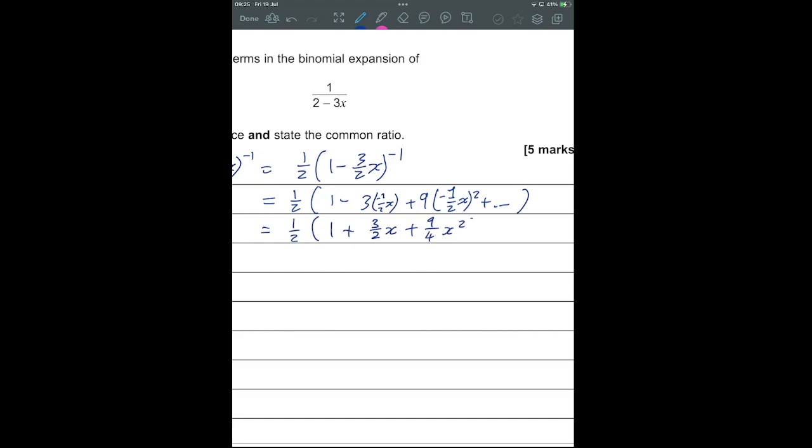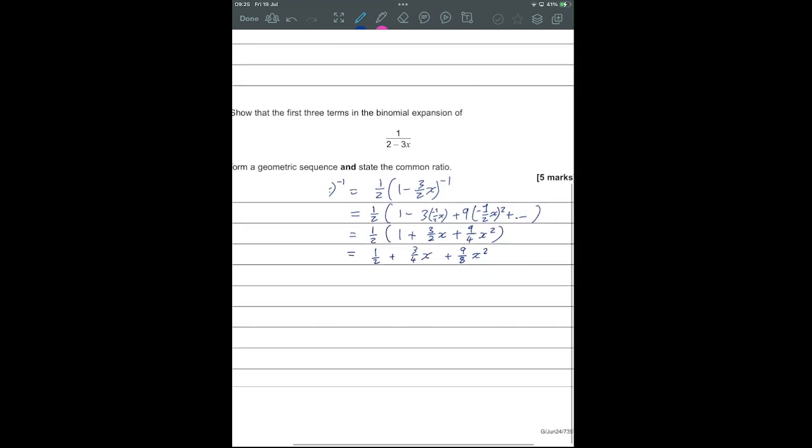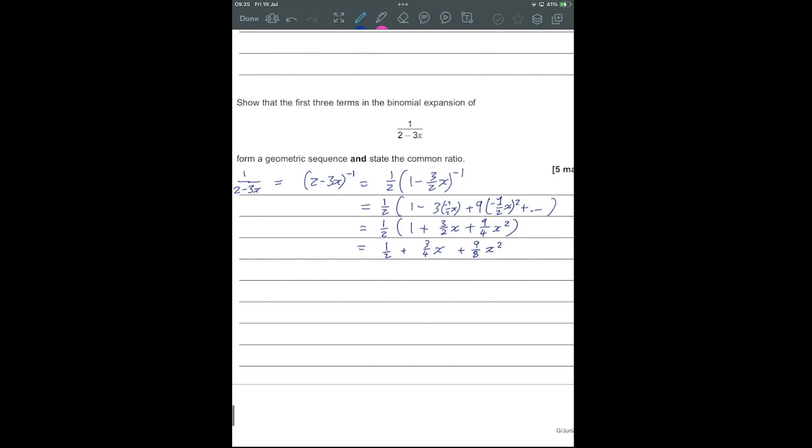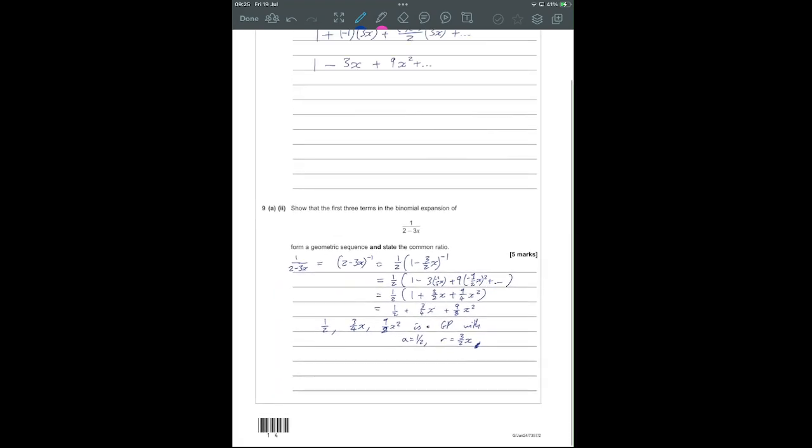9/4 x squared, so that's 1/2 plus 3/4 x plus 9/8 x squared. So what we're trying to show is that the first three terms of the binomial expansion form a geometric sequence and state the common ratio. So 1/2, 3/4 x and 9/8 x squared is a GP with first term of 1/2 and my common ratio 3/2 x, which is exactly what it wanted.